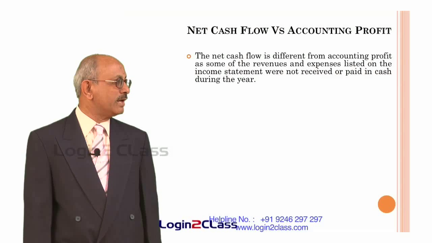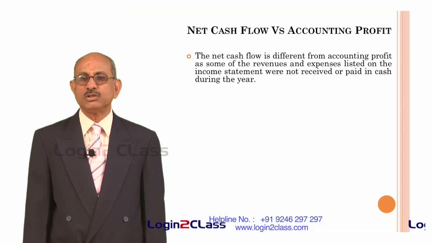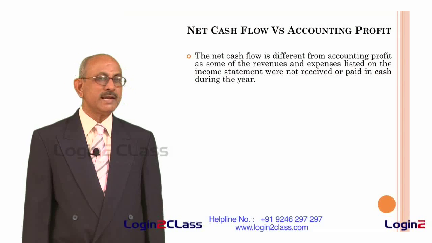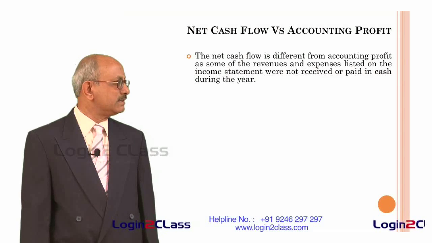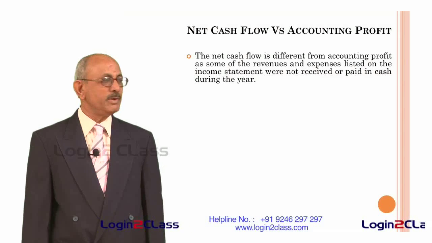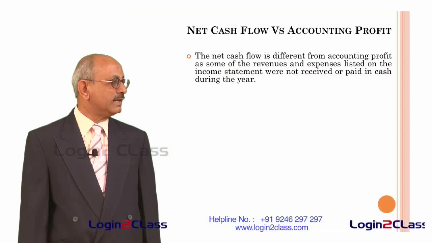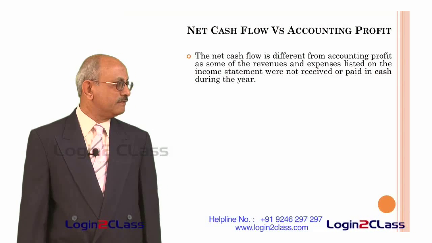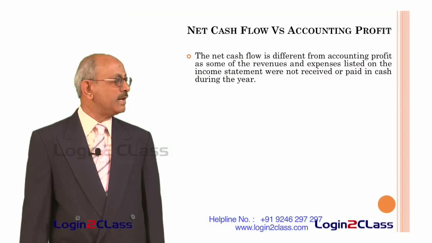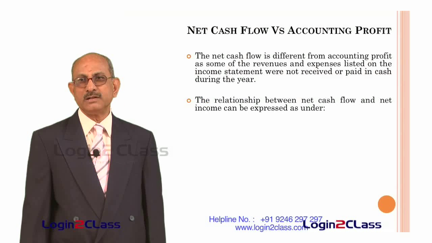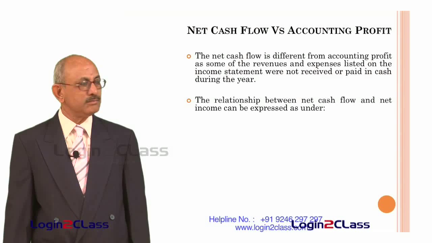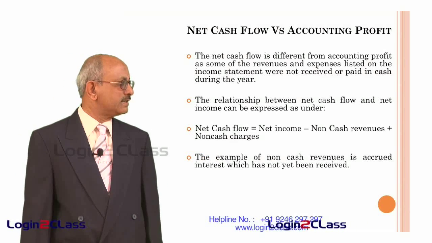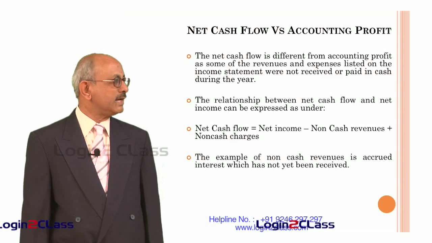So if you want to compare the actual net cash flows with the accounting profit, we need to consider non-cash revenues and non-cash charges. One has to be reduced from the net income and the other is to be added to the net income. Therefore, net cash flow can be termed as net income, that is profit and loss account net income, that is actually the accounting profit. From that you have to deduct all the non-cash revenues and add all non-cash charges.